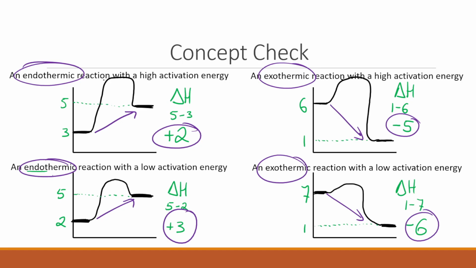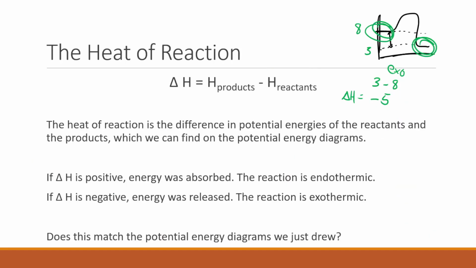And so, if we look back now at our notes, a positive delta H is an endothermic reaction. A negative delta H is an exothermic reaction. This does match exactly what we just drew. It matches what we've been looking at throughout this whole video with the shape of these potential energy diagrams.